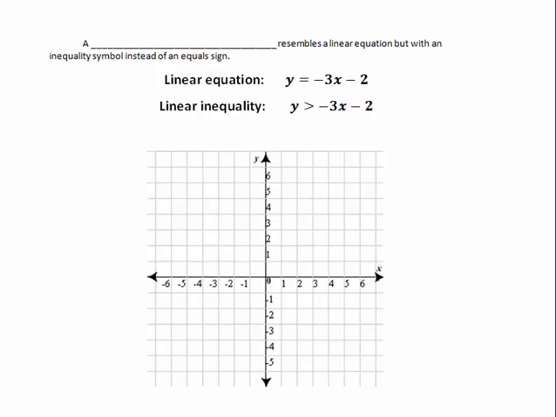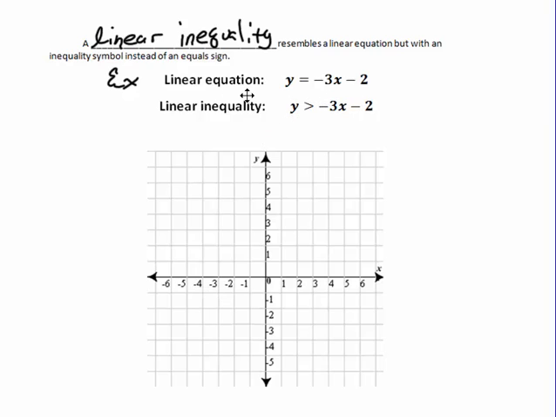A linear inequality resembles a linear equation, but with an inequality symbol instead of an equal sign. So here's our example. The linear equation is y equals negative 3x minus 2. And this is in mx plus b form, right? Our slope-intercept form. Here I have a linear inequality. Instead of y equals, I have y is greater than negative 3x minus 2.